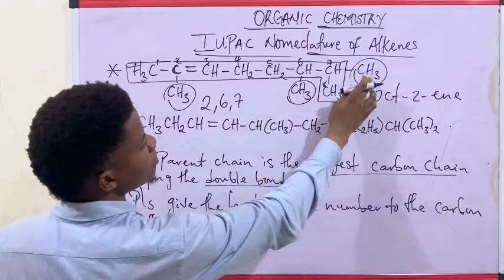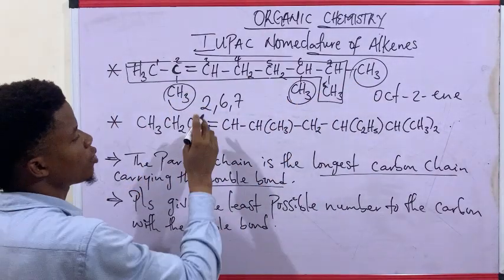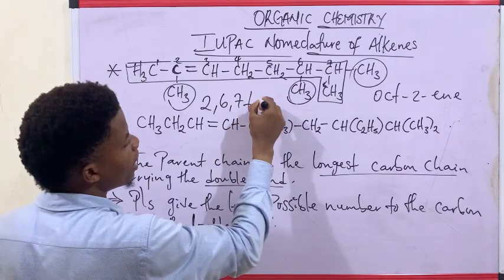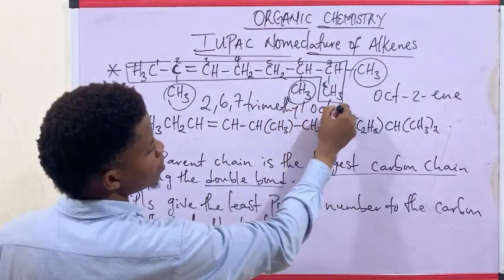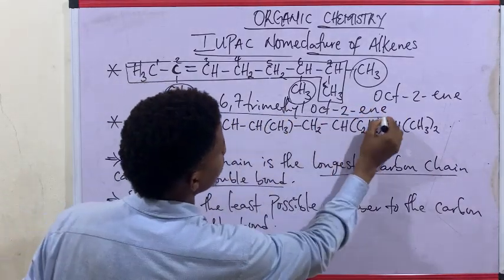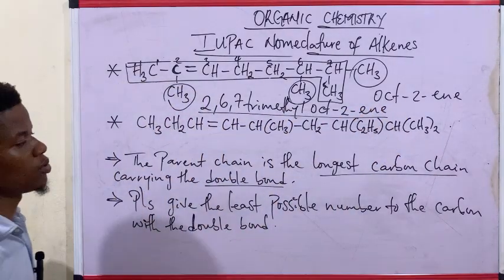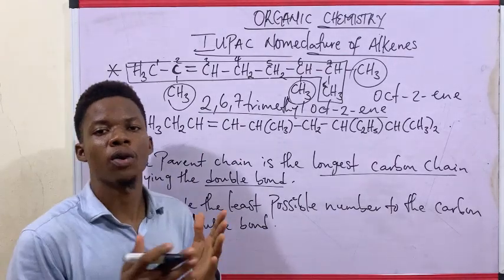Now, methyl. So now we have 2, 6, 7-trimethyl oct-2-ene. So this becomes our answer: 2, 6, 7-trimethyloct-2-ene.